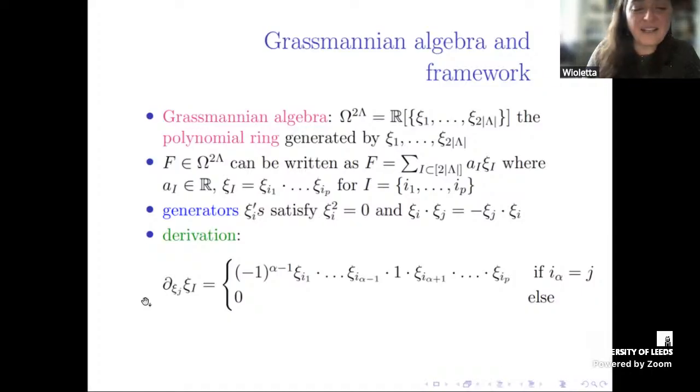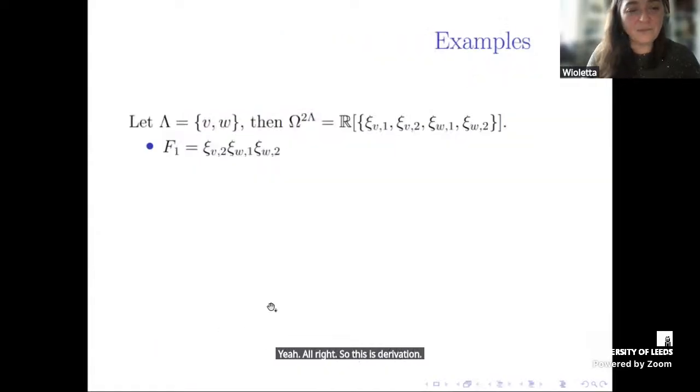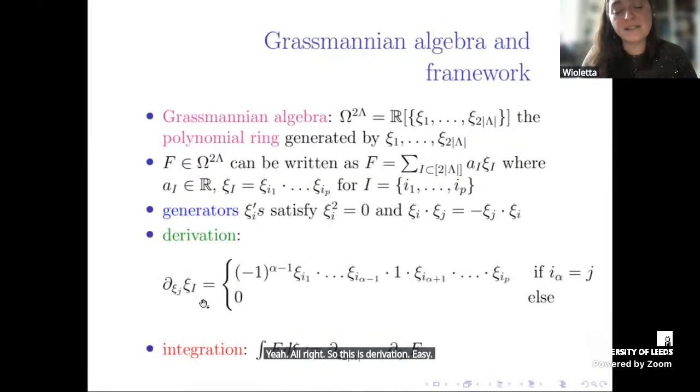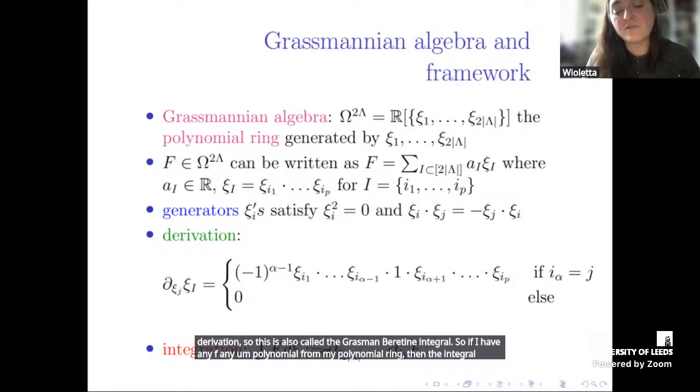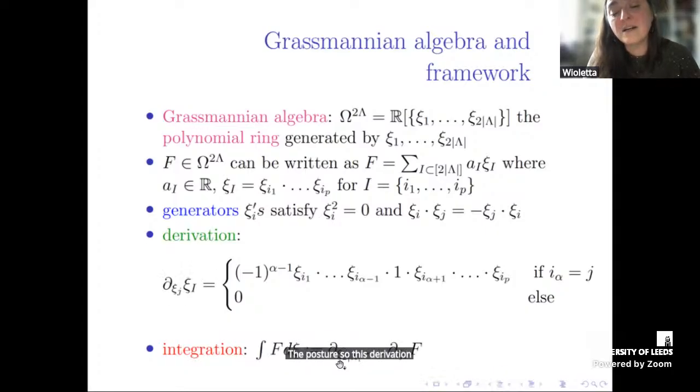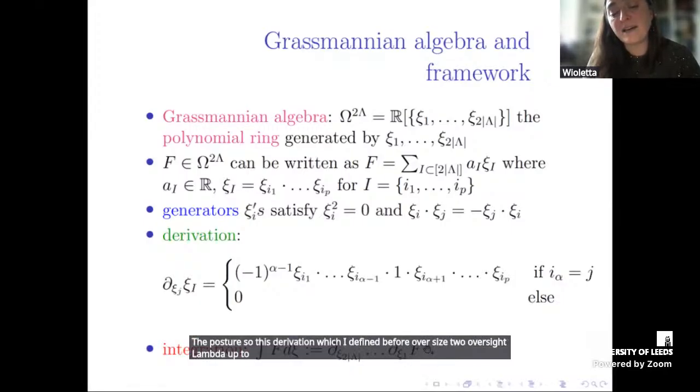All right. So this is derivation. Easy. Integration is defined via derivation. This is also called the Grassmann-Berezin integral. So if I have any f, any polynomial from my polynomial ring, then the integral over this thing is just the derivation which I defined before, over xi2 lambda up to xi1 of my f. So this is ordered in this way.